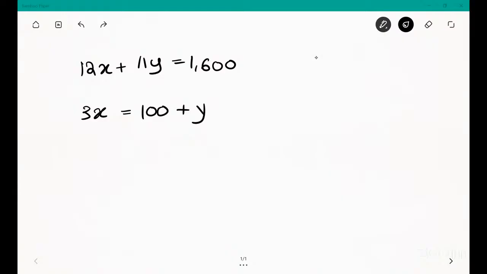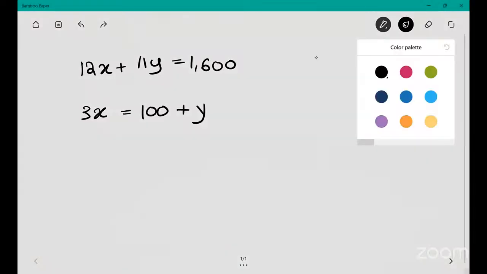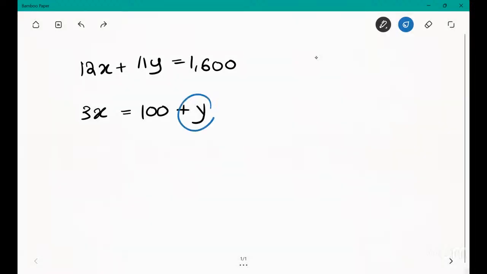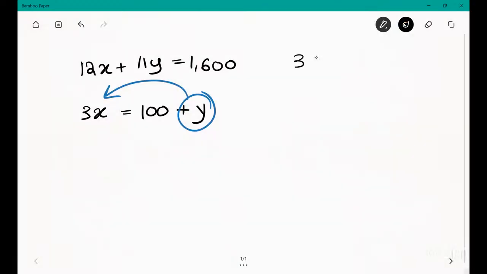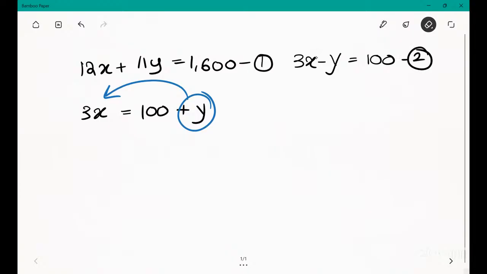Okay. So now, always make sure your number terms are on one side and your unknown terms are on the other. For that, I'm going to bring this to the other side. You will get 3x minus y is equal to 100. So this is my first equation and this is my second equation. And I'll erase this.